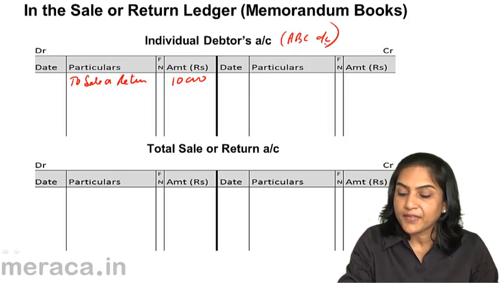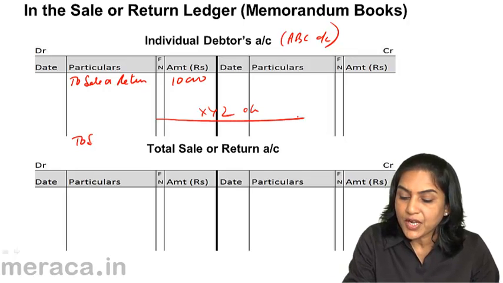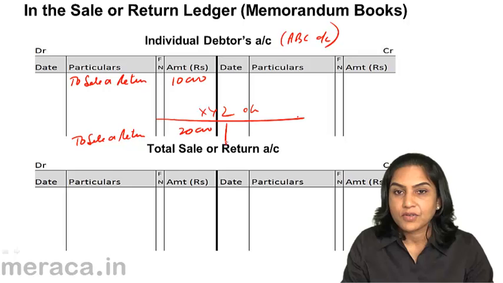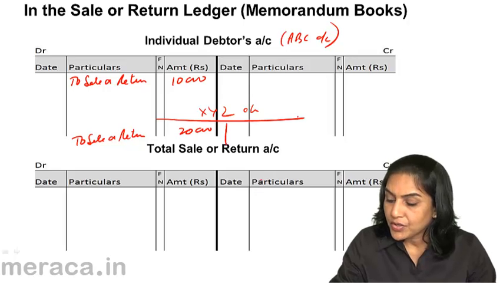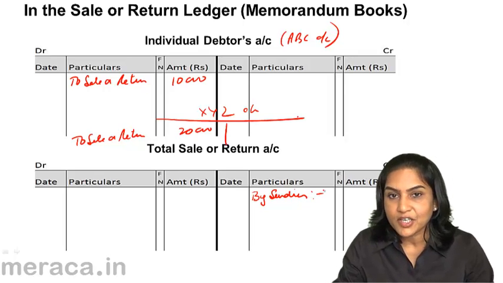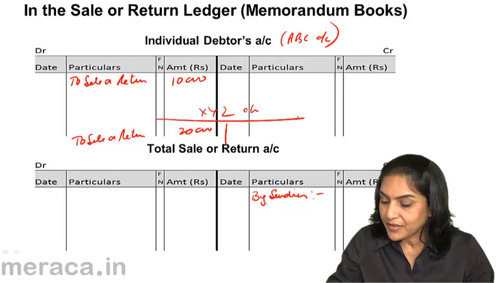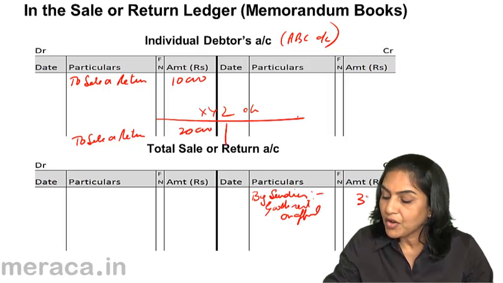There would also be another XYZ account, in which case we would say to sale or return 20,000. As far as the total sale or return account is concerned, in total we would have had by sundries, indicating several entries, a total of several transactions, by sundries, goods sent on approval. This was a total of 30,000.